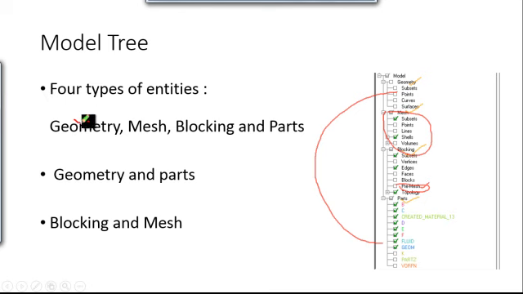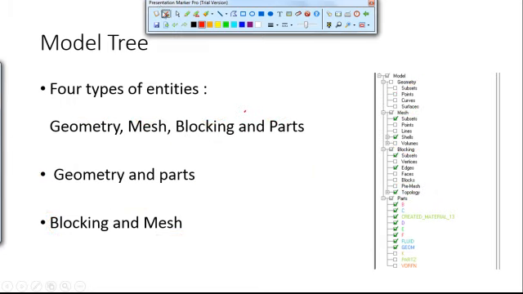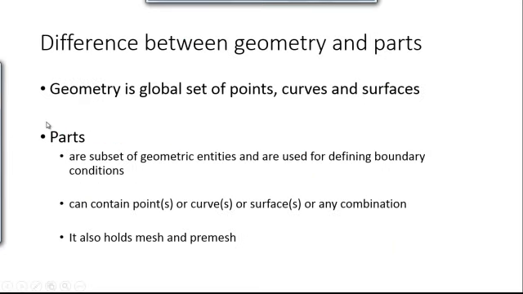So it's blocking, mesh, geometry, and the parts. You can group these things: geometry and the parts, blocking and the mesh. Geometry is a global set of points, curves, and surfaces. Parts are subsets of geometric entities and used for defining boundary conditions. They can contain points, curves, surfaces, or any combination. It also holds a mesh and the pre-mesh.